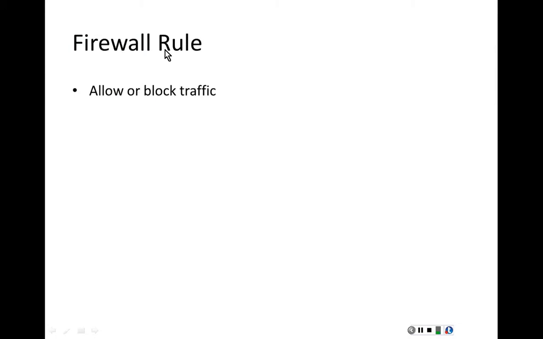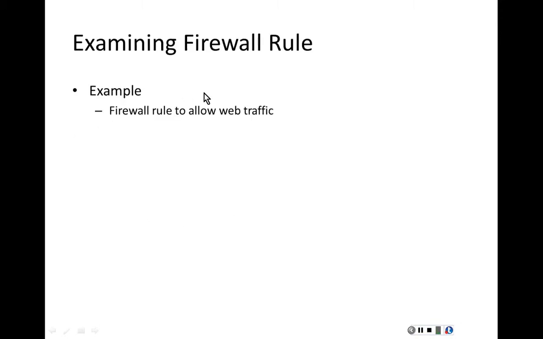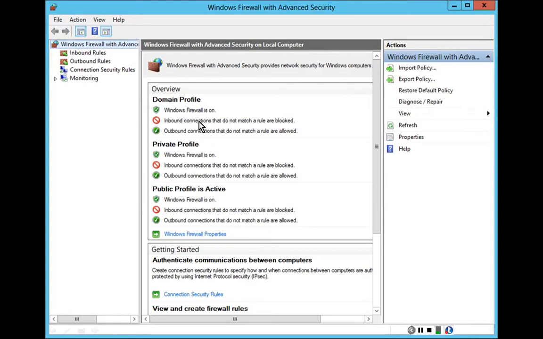A firewall rule is used to block or allow traffic. A firewall rule is an if-then statement that can allow or block traffic. For example, here's a real common firewall rule. If port is equal to 80, which means web traffic, then allow. Let's look at a firewall rule. Let's look at an example of where the firewall rule is used to allow web traffic.